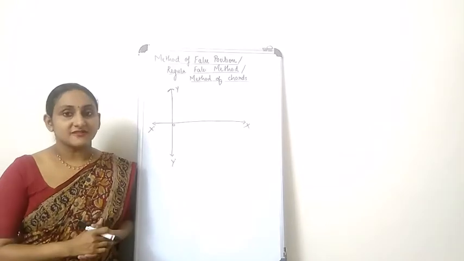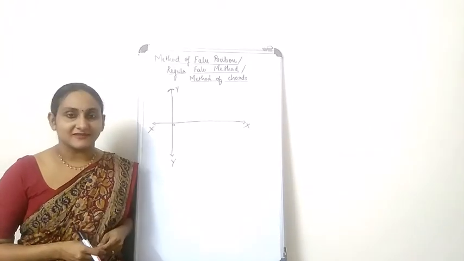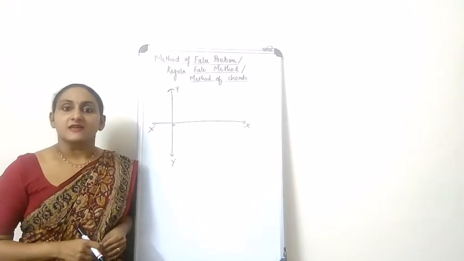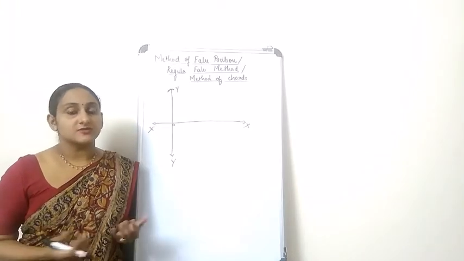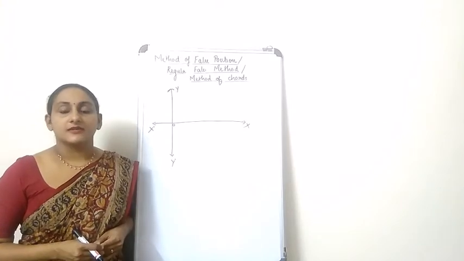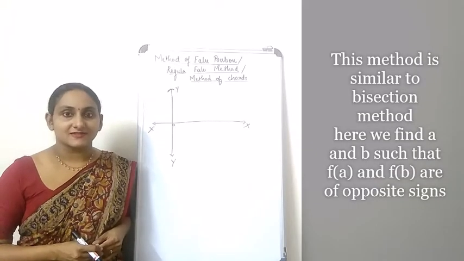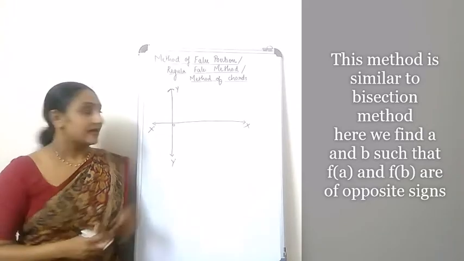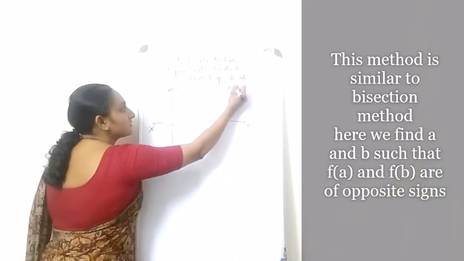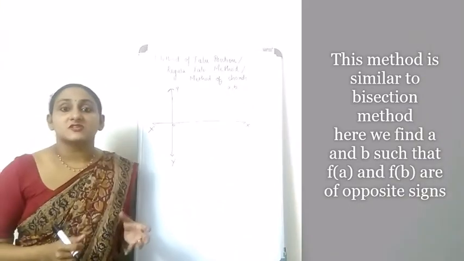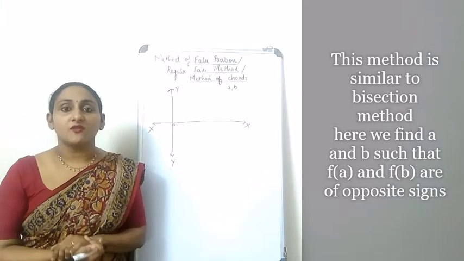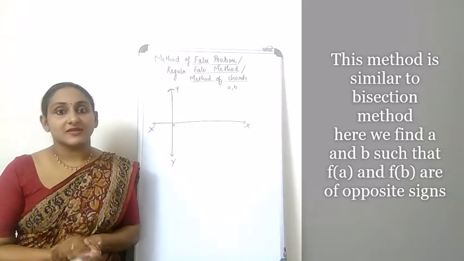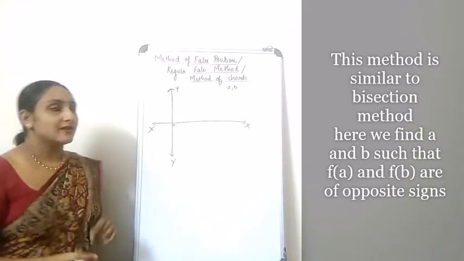Now, the Regula Falsi method is closely associated with the bisection method. I hope you remember how we did the bisection method, right? In the bisection method, how did we find the root of the function f(x)? Yes, the first step was to find two values a and b such that f(a) and f(b) were of opposite signs, right? That was our first step. So again we are going to repeat that first step over here. So let's have a look.